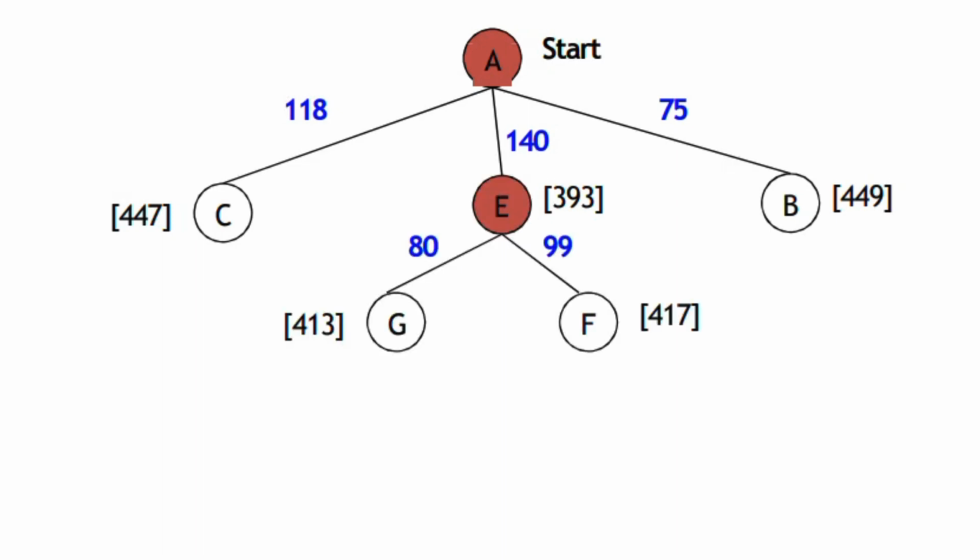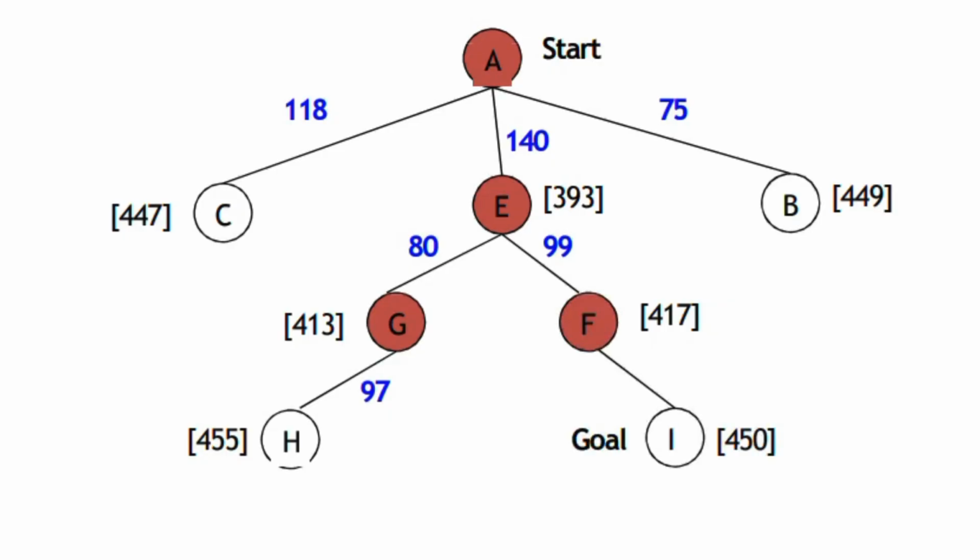After reaching E, it has two options, G and F. So the least cost node is G, so it will move to G from here. The neighbor of G is H, but it has a cost that is greater than all other explored nodes. So the node with current least cost is F with a cost of 417. So the algorithm will move to node F.